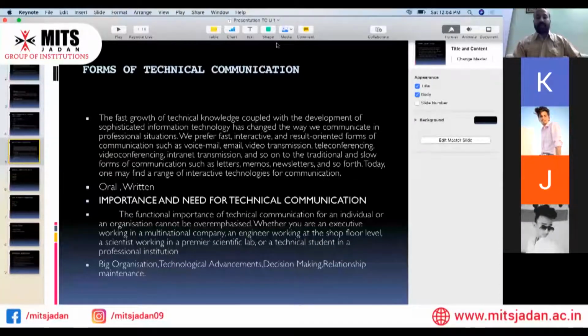And what is that? That is basically relationship. So relationship also plays a very important role.